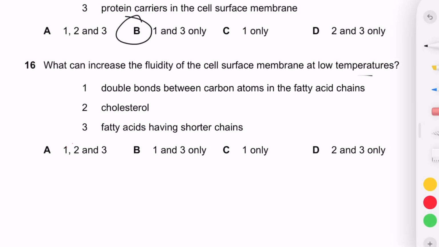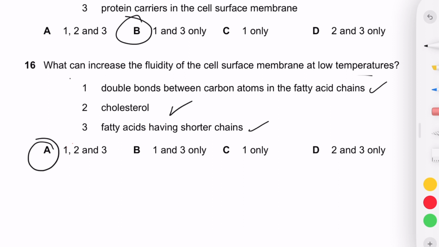What can increase the fluidity of the cell surface membrane at low temperatures? Double bonds between carbon atoms and fatty acid chains, cholesterol, fatty acids having shorter chains. The truth is, all of them, because double bonds between carbon atoms and fatty acid chains do increase fluidity. The presence of shorter fatty acid chains will increase the fluidity, and cholesterol, one of its roles is to regulate the fluidity. At low temperatures, it will increase the fluidity. At higher temperatures, it will decrease the fluidity, and that's basically by preventing the fatty acid chains from moving a lot and moving away from each other. It will push them towards each other, and that's how it will decrease the fluidity and increase it at lower temperatures. And so the answer is A.